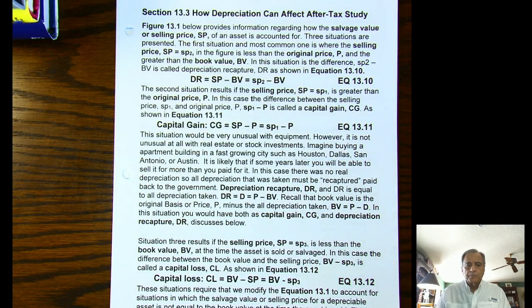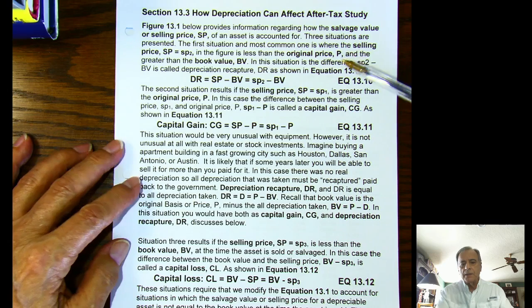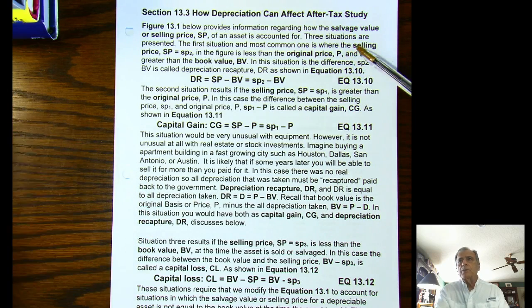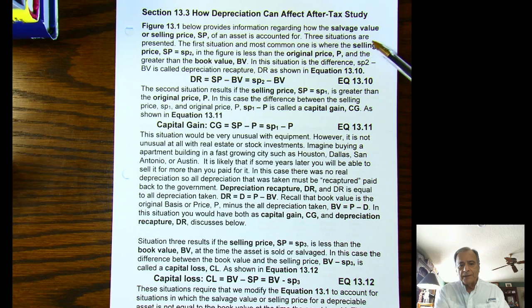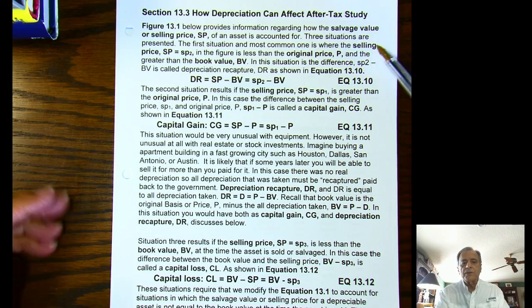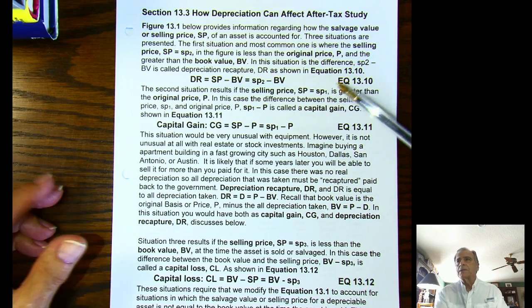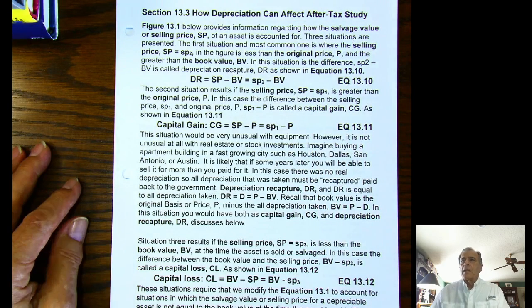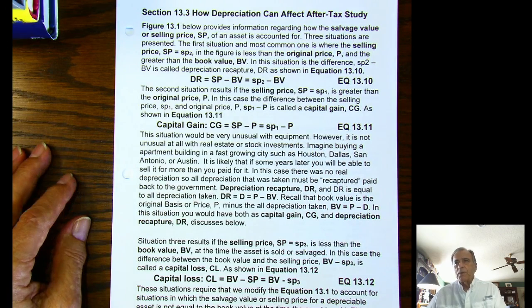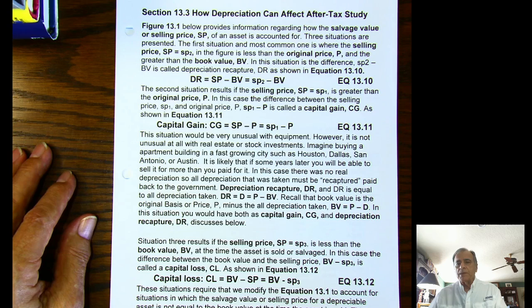Section 13.3 deals with after-tax cash flow or after-tax study. The first equation that we're dealing with is when you own an asset in a business and then you sell it, we call that selling price the salvage value. So the salvage value or the selling price, generally these are the same quantity, and at that selling price, that's not part of your ordinary business.